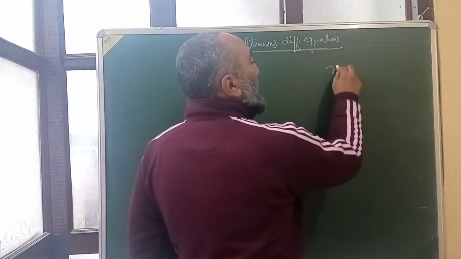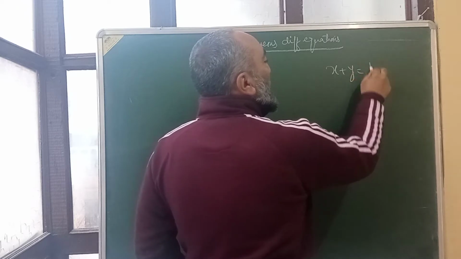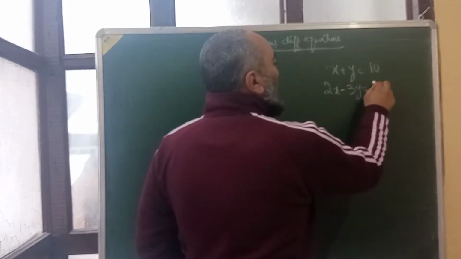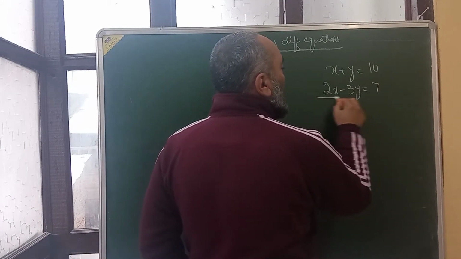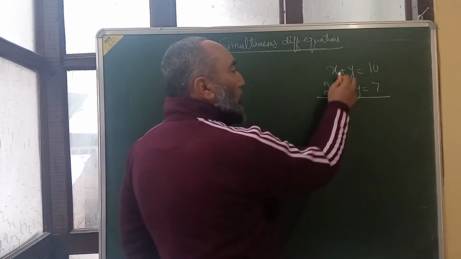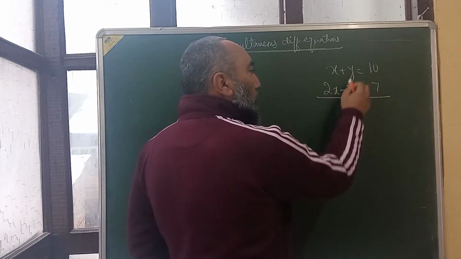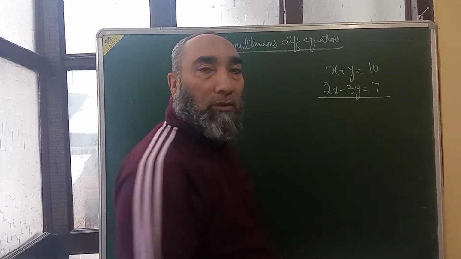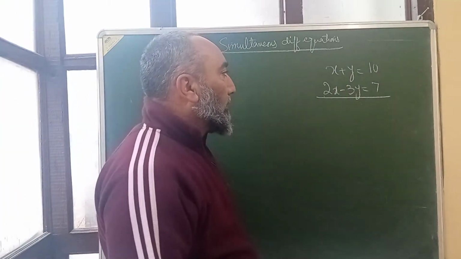Say you have x plus y equal to 10 and 2x minus 3y equal to 7. Now, how to solve this system? One of the methods is that you eliminate x or y. You eliminate x, you will get y. When you get y, you substitute in one of the equations, you will get x also.